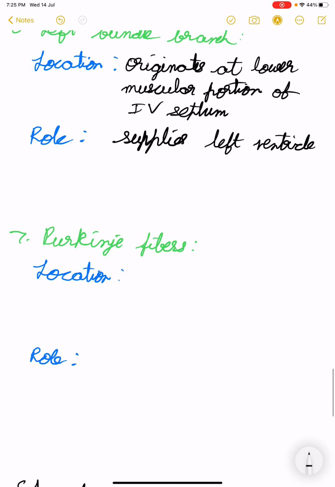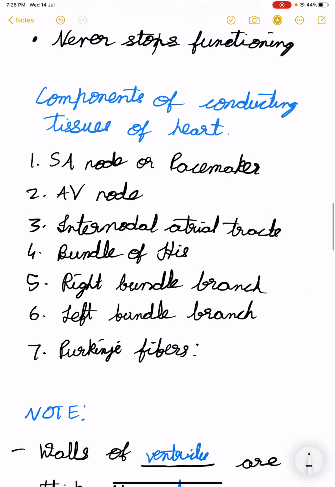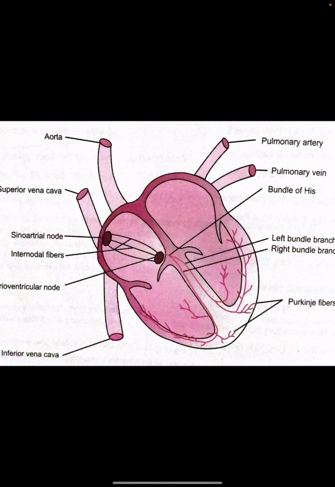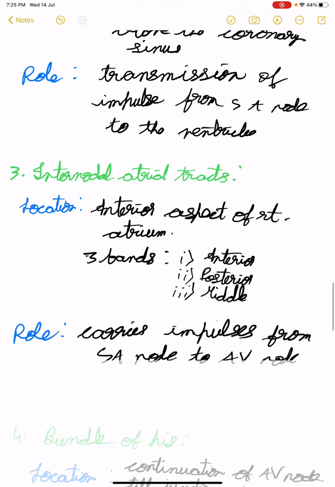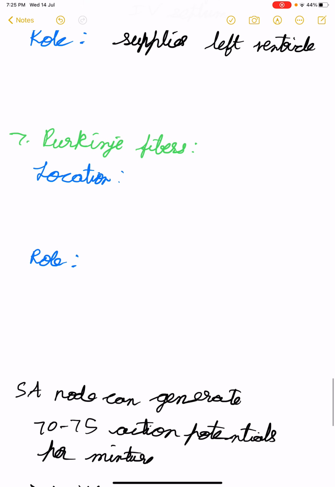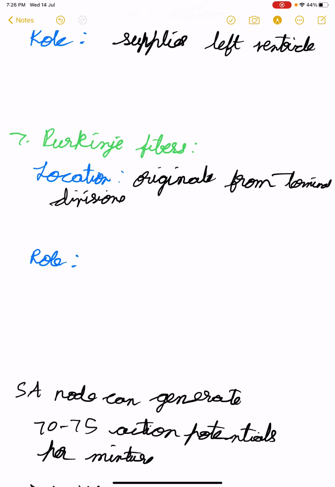Okay, Purkinje fibers. This one is in the end after your branches. Just look over here. Right and left bundle branches I have already divided, and the termination of these branches gives us Purkinje fibers. So when it comes to location of Purkinje fibers, you can say these originate from the terminal divisions of right and left branches of bundle of His. These are Purkinje fibers. So you guys must be clear with this view.